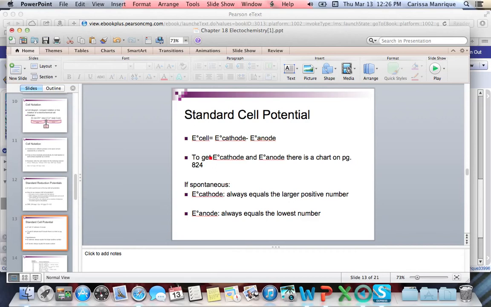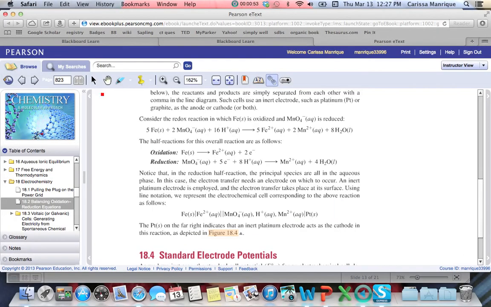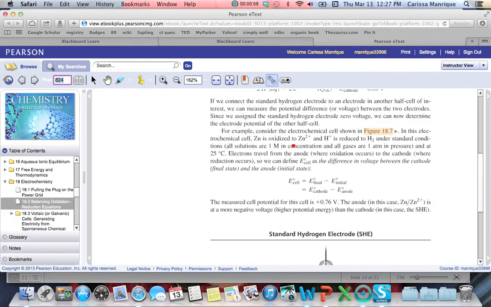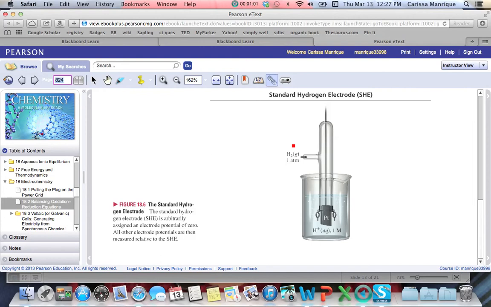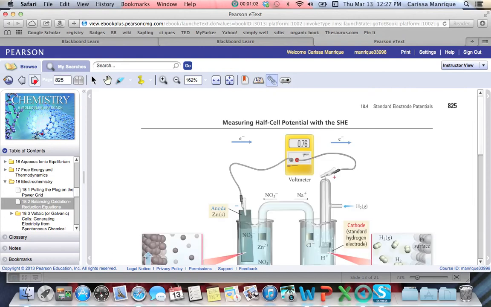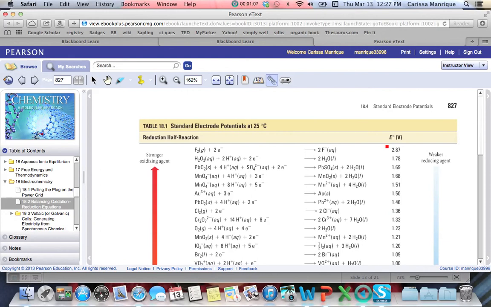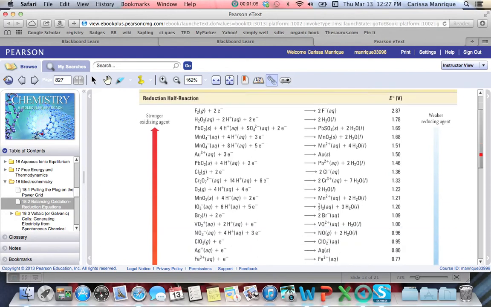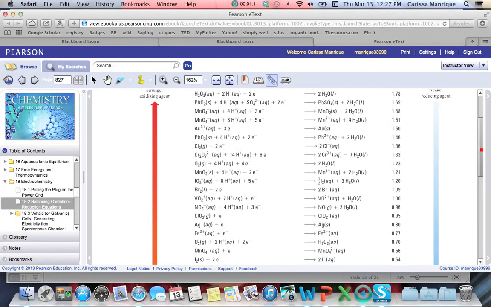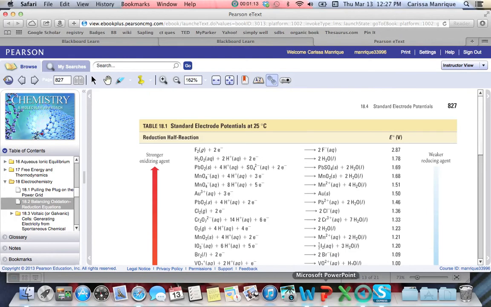Now when you do this, here's that chart. Here it is, 827. So here is the chart right here. I also put something really similar in the PowerPoint, and these are all of your half cell reactions, and here are your electron volts here.